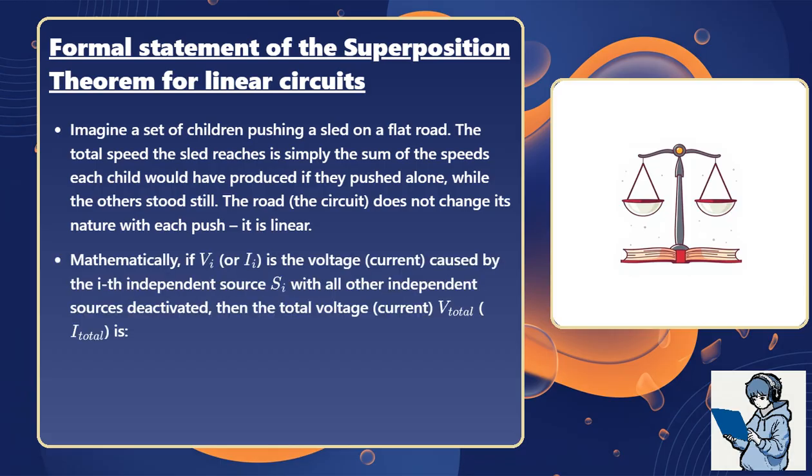Mathematically, if V_i or I_i is the voltage or current caused by the ith independent source S_i with all other independent sources deactivated, then the total voltage and current are: V_total equals the sum from i equals 1 to n of V_i, and I_total equals the sum from i equals 1 to n of I_i.